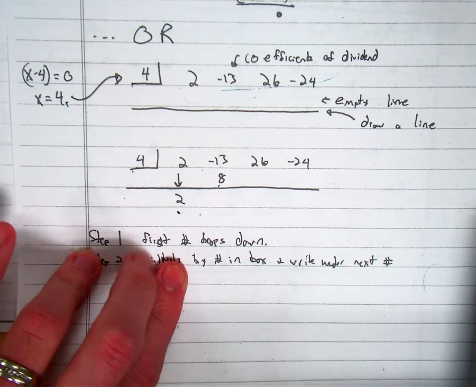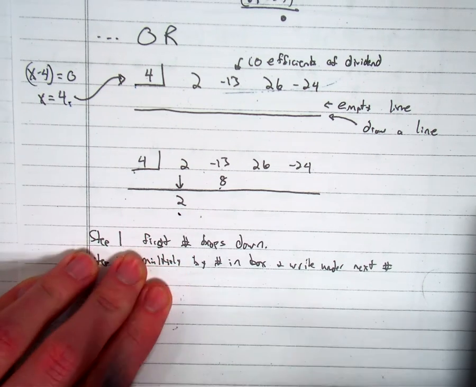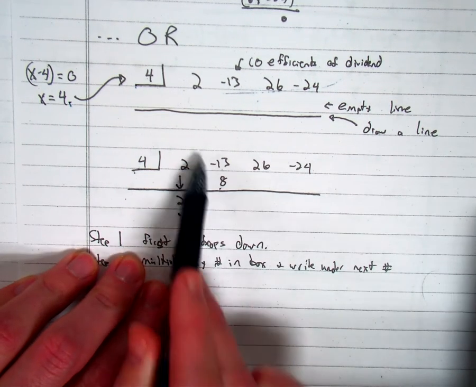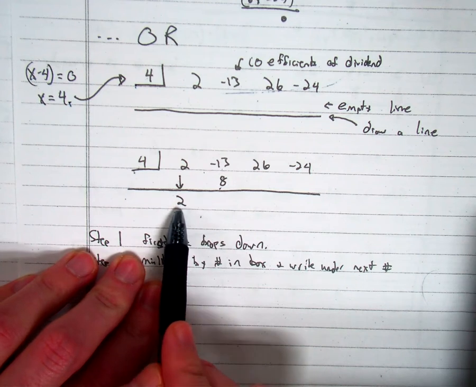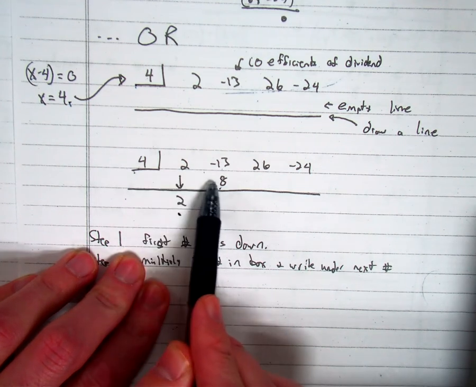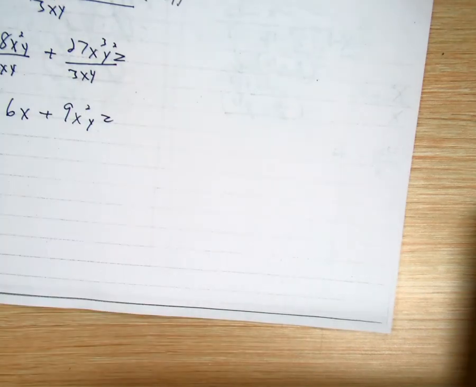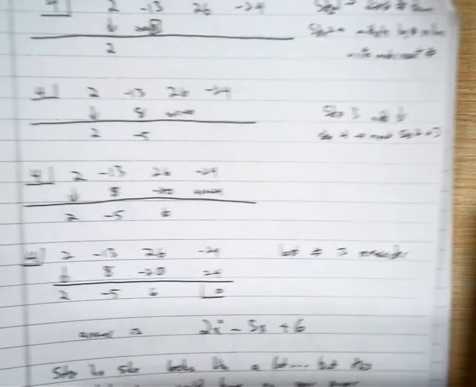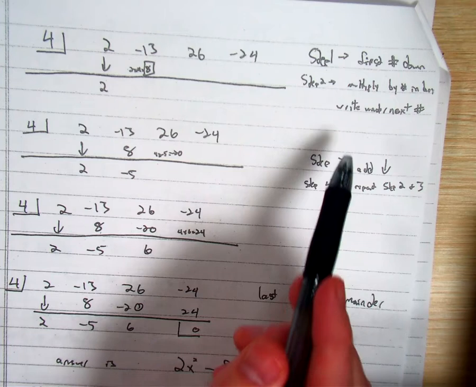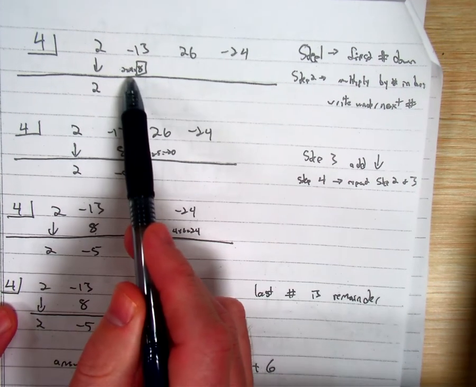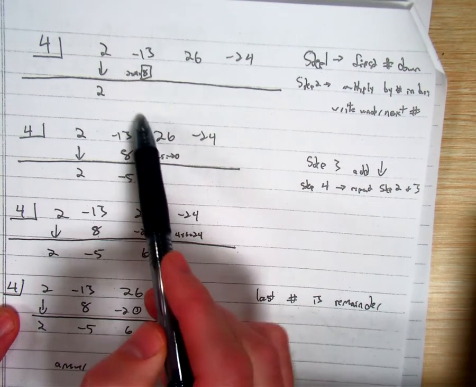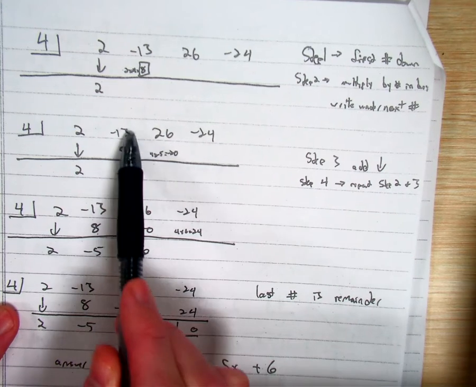Alright, so freeze frame there. This 2 drops straight down. First number always drops straight down. 2 times 4 was 8, and I put it underneath the next number. We're getting ready to add down. So I add down. Negative 13 plus 8 is negative 5.